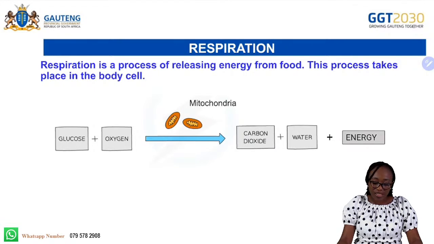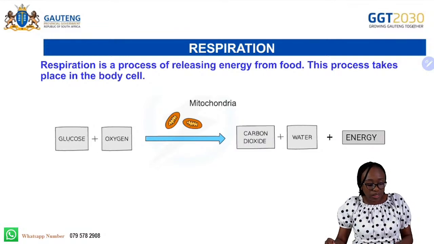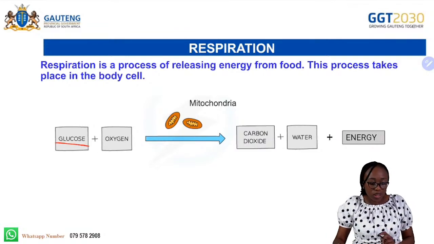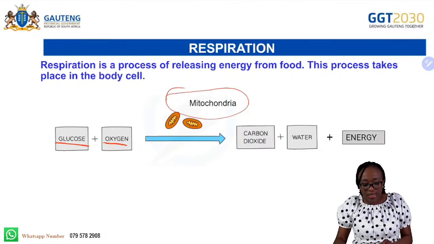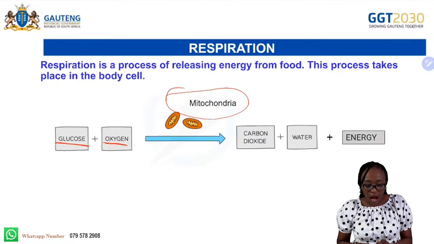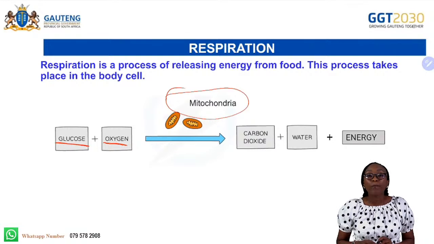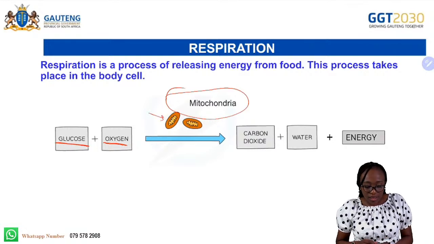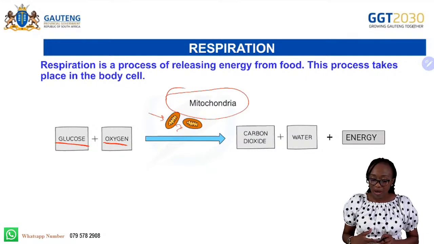So, what do we need for respiration? What are the requirements? So, this is a word equation to represent the chemical reaction, or rather, the process of respiration. What do we need for the process? We need glucose. What else do we need? We need oxygen. And this process, where does it happen? It happens in small structures that are found inside the cell, and these are called mitochondria. And this is an illustration, rather a representation of mitochondria.